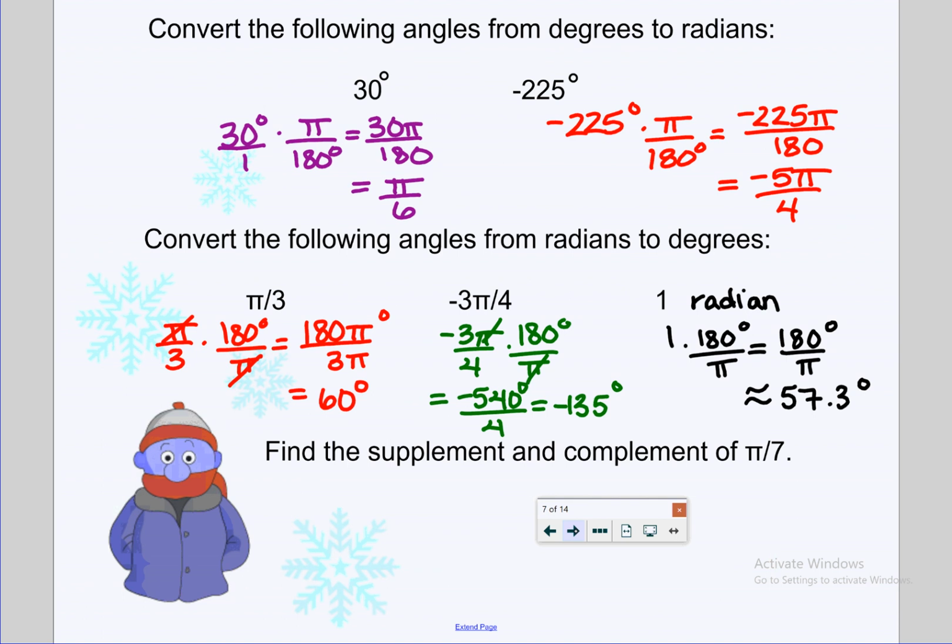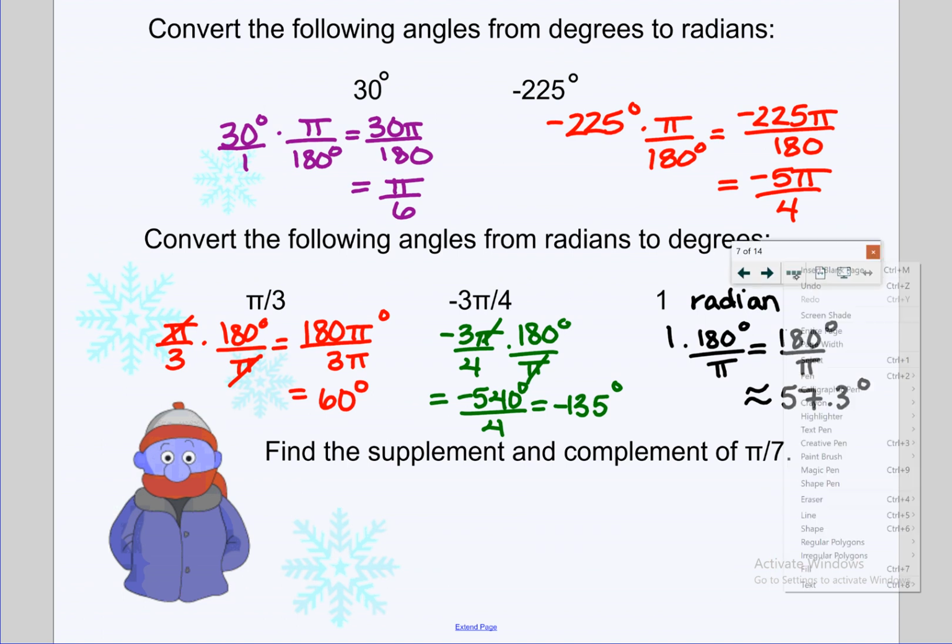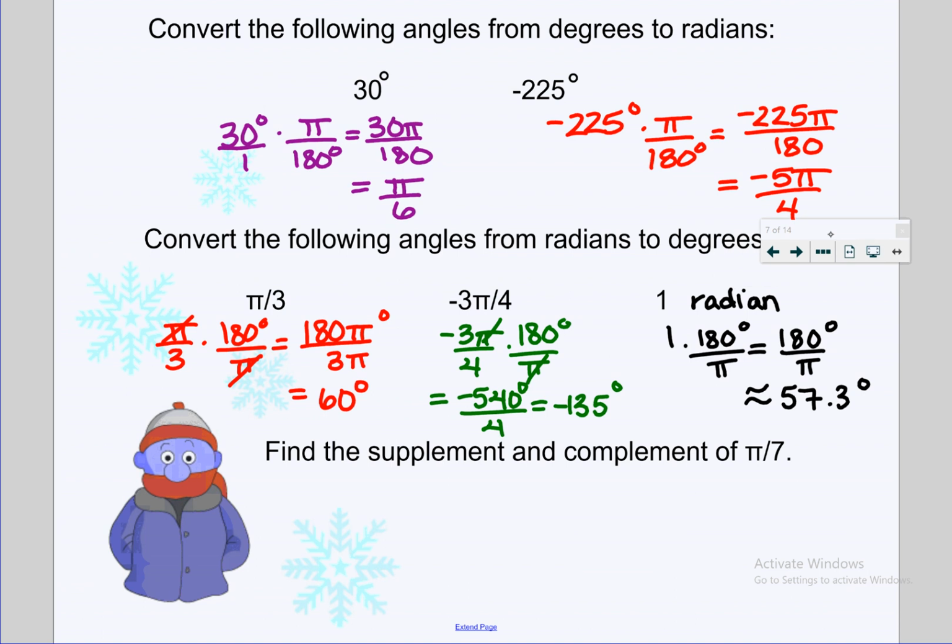You can use radians to calculate things like we did a second ago, like complements and supplements. You're going to see problems like this on your homework. Find the complement and supplement of pi over 7.